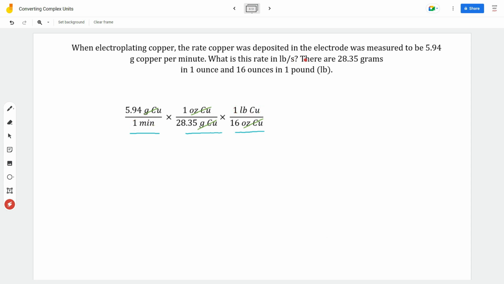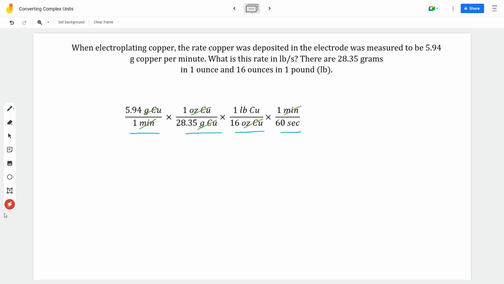So I'm close, but I'm not quite there because I want pounds per second. So I still need to take this minute and convert it into seconds. So here's my final conversion factor. Now remember, this minute is going to cancel with the minute in our original number way back here.